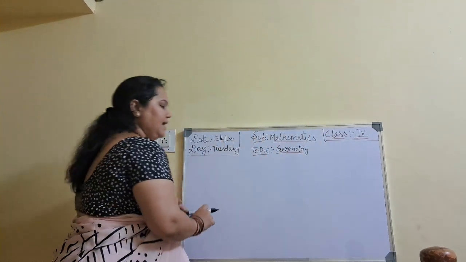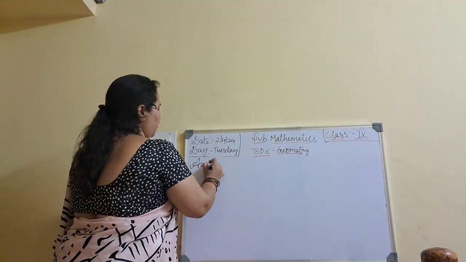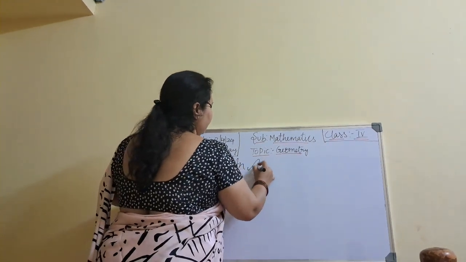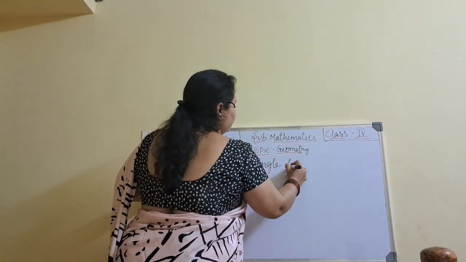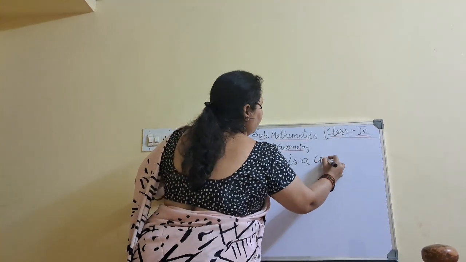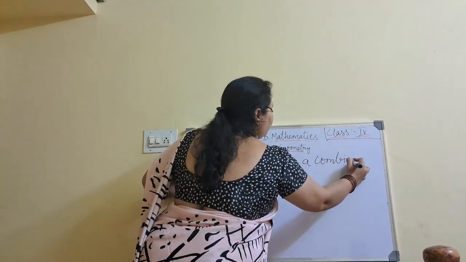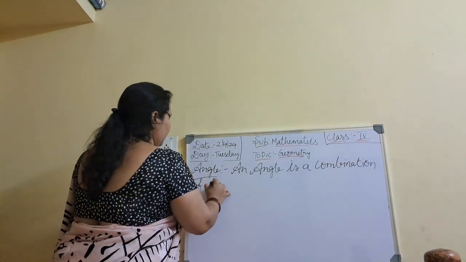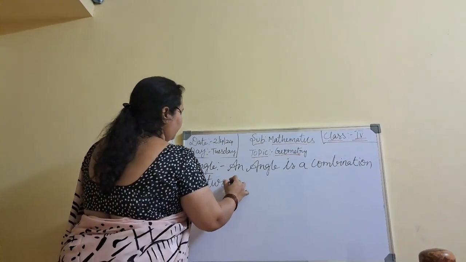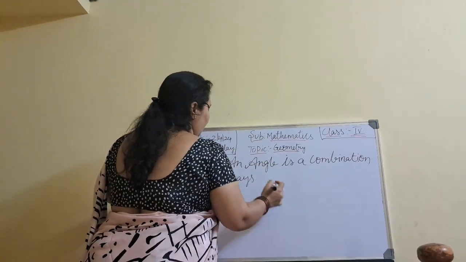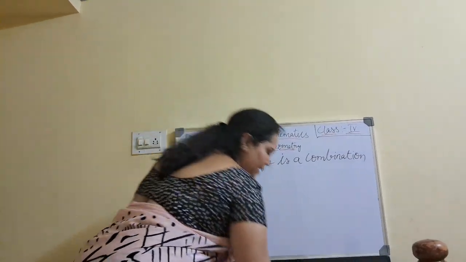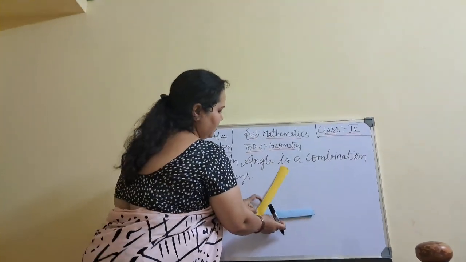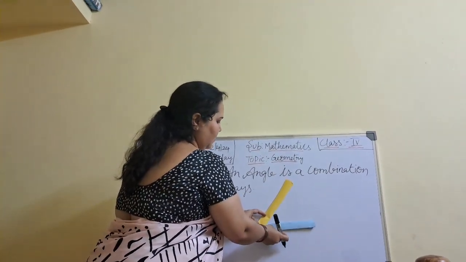Angle. What is an angle? An angle is a combination of two rays. See here, I will show that an angle is a combination of two rays like this. See here, it will come like this. Okay.